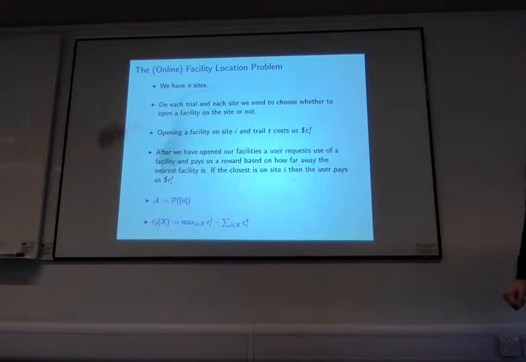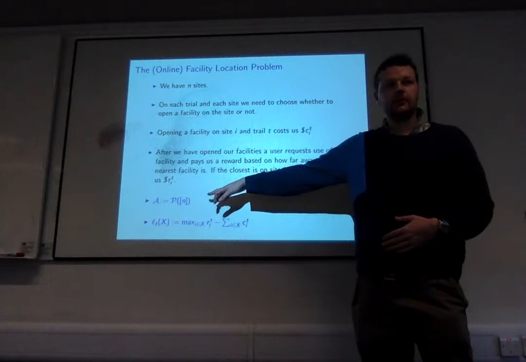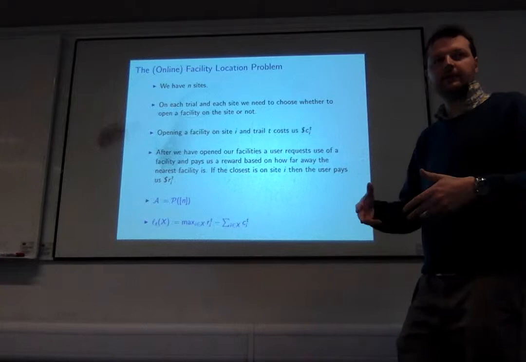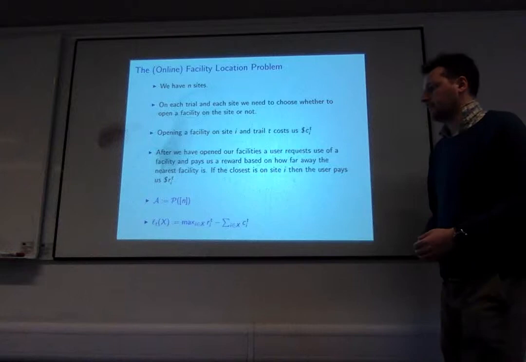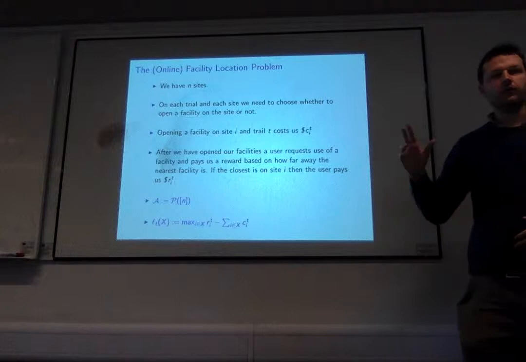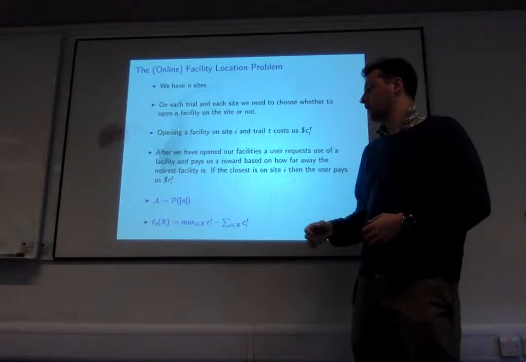So how is this hedge? Well, the set of possible actions is the set of possible subsets of sites in which to place a facility. X here is a subset of the sites. It basically says we're going to place a facility on these sites. So this P here is a power set. Our action space is the set of all subsets of sites, where n is the sites themselves.